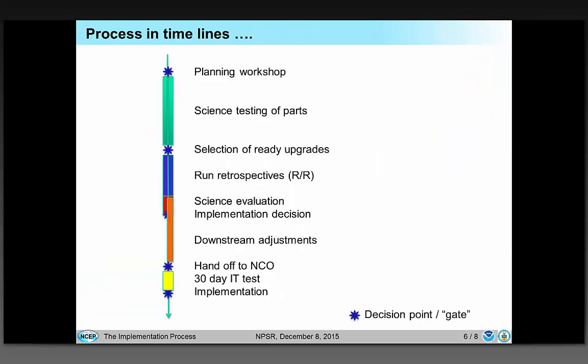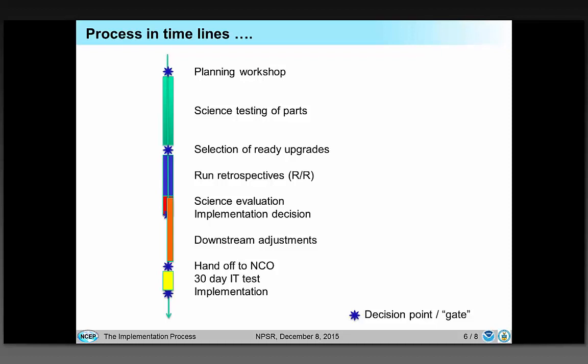Other way of looking at that is a timeline. So in terms of decision points or gates, you have a planning workshop to begin with, and you spend quite a bit of time on science testing in parts. And by the way, a lot of this is based on how FIJI used to be running the H4 on a very fixed schedule. Then you select which upgrades look promising. And with these upgrades, you exercise the test plan. So you do all the retrospective work you need. In some cases, it's just straightforward retrospective work. In some cases, that may be already some of the reforecast and reanalysis. Then you have a very short period of science evaluation. And at that point, you decide whether to implement or not.